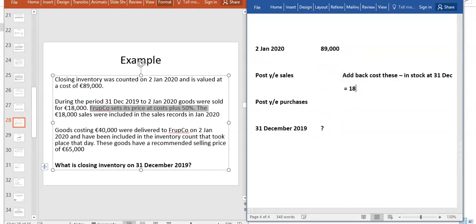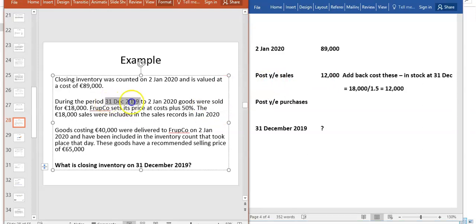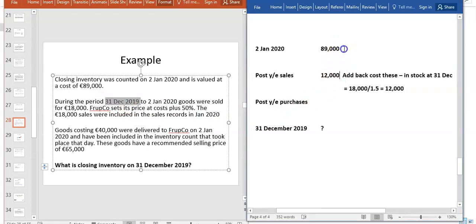And that will not be the 18,000, because the 18,000 is the selling price. Inventory is always measured at cost. So it sets its price at cost plus 50%. You divide by 1.5 because your sales revenue must be 150% of cost. Your markup there is 50%. So you're adding back 12,000. So we're saying the cost of that inventory is 12,000. That would also have been there at the 31st of December. Now that is tricky. The sales are correctly included in the next year, but the inventory, because it was there at the 31st of December, should be included. It wasn't there when you did the stock count, so you need to add it back at its cost.